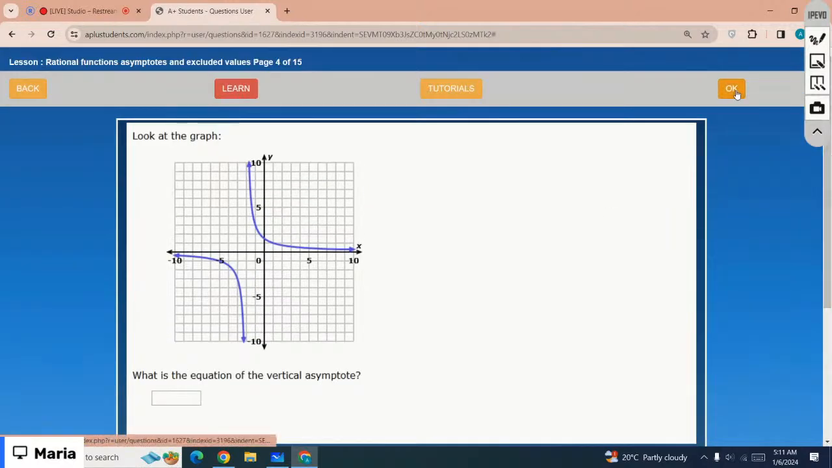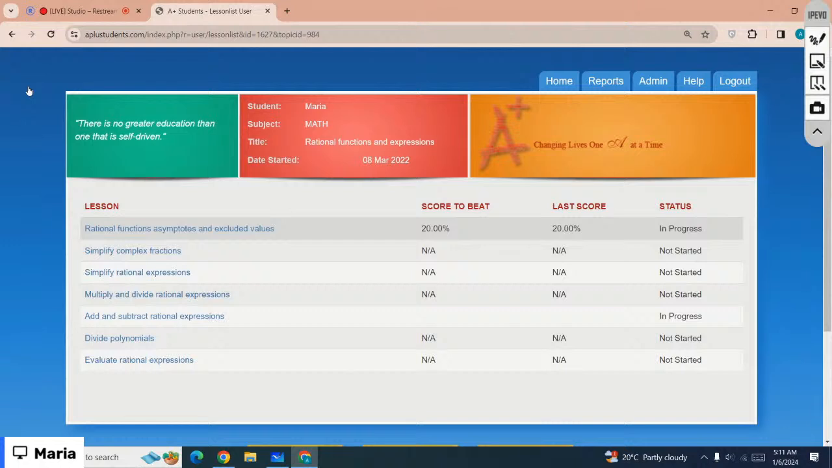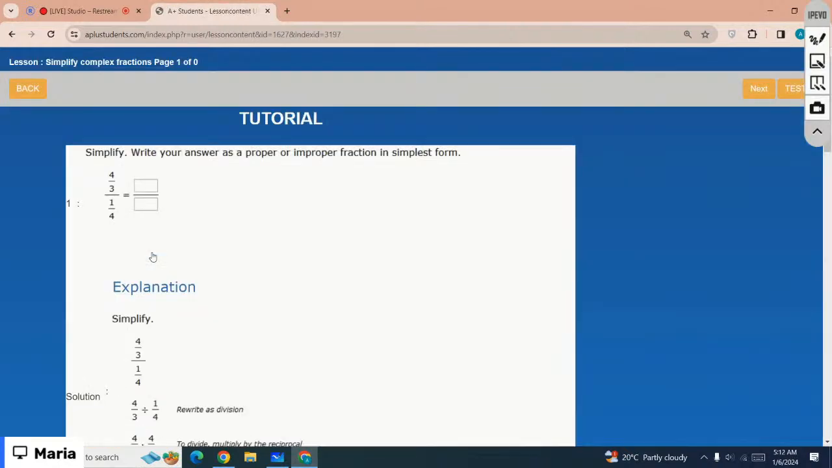Okay, you can complete the value lesson by yourself later today. Let me just move on to the next lesson. The next lesson is simplify complex fractions. Simplify. Write your answer as a proper or improper fraction in simplest form.